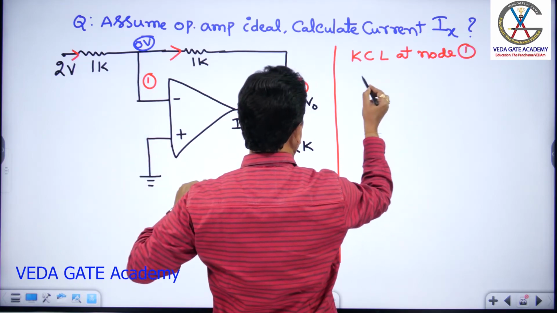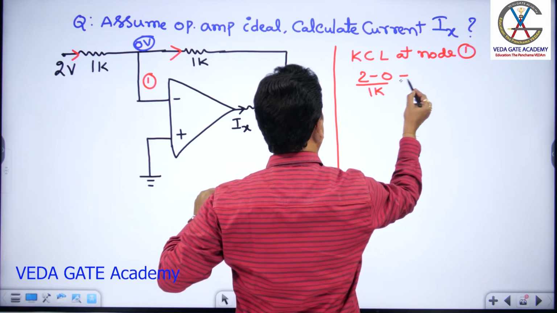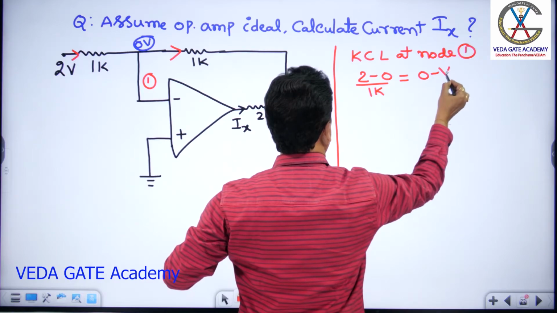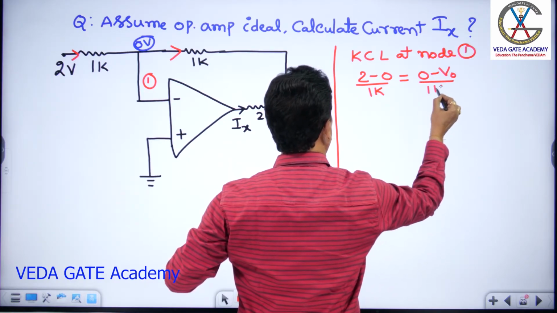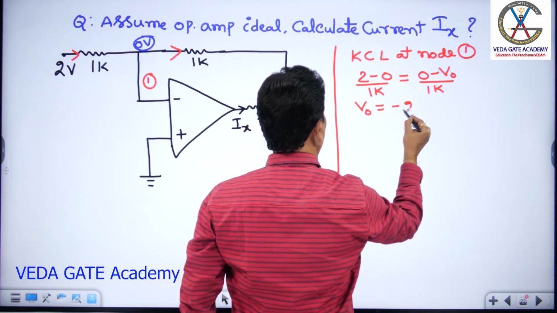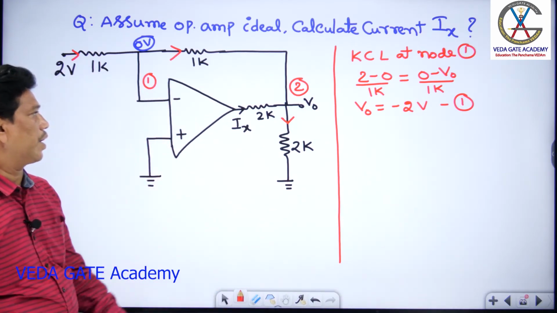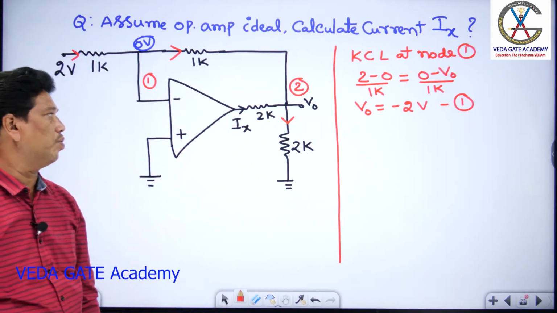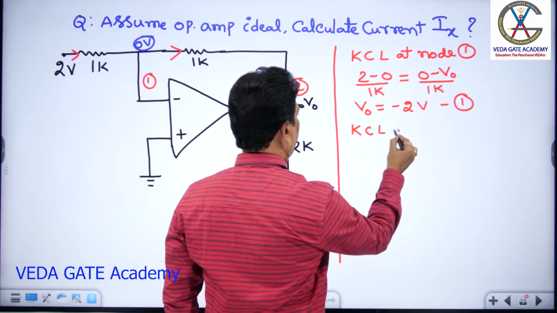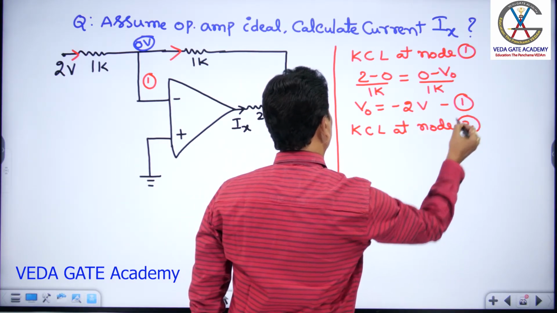2 minus 0 by 1K equals 0 minus V0 by 1K. That becomes V0 equal to minus 2 volt. Take this as equation 1: V0 equals minus 2 volt. Again I apply KCL at node 2 to get the required current Ix. KCL at node 2 now I go.